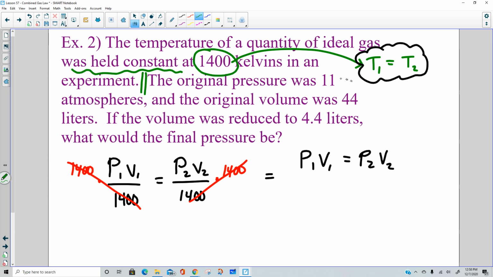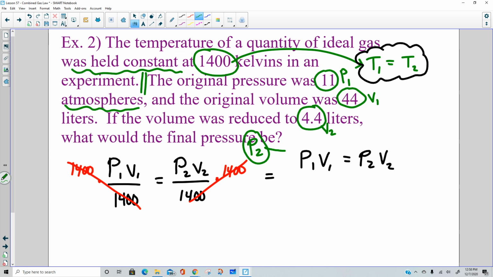The original pressure was 11 atmospheres. So that's our pressure units. So that's P1. No, sorry. The original would be sub 1, P sub 1. And the original volume was 44 liters. V1. All right. If the volume was reduced to 4.4 liters, volume was reduced. Okay, so that's the final condition or the changed condition, so V sub 2. What would the final pressure be? So again, we're solving for P2.